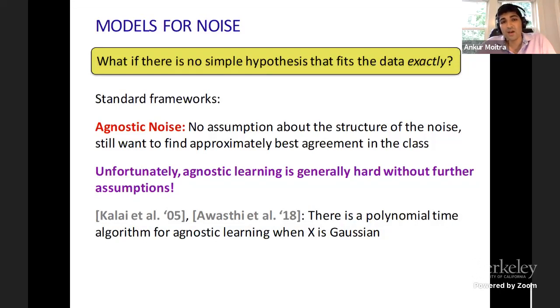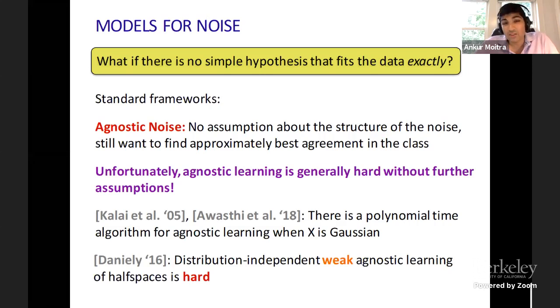Actually, the difference between these results is that your goal is to try and get a half space that agrees up to accuracy opt plus epsilon, where opt is the best agreement. And Kalai et al. gave an algorithm that ran in time d to the poly(1/epsilon), and then Awasthi et al., in the specific case of X being Gaussian, were able to improve it to a poly(1/epsilon) times poly(d) time algorithm.